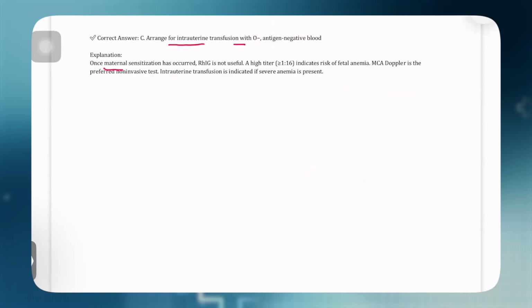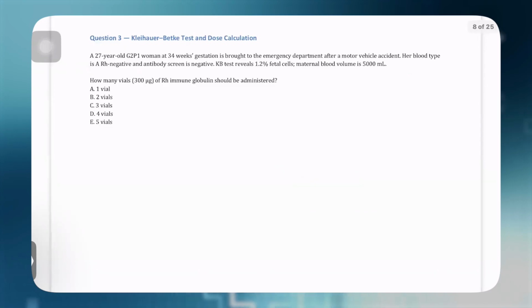So once maternal sensitization has already occurred, RHIG is not useful. High titer, that is more than 1 is to 16, indicates risk of fetal anemia. MCA Doppler, middle cerebral artery Doppler of the fetus, is the preferred non-invasive test. This tells us that anemia is present. So if anemia is present, you should go for an intrauterine blood transfusion.